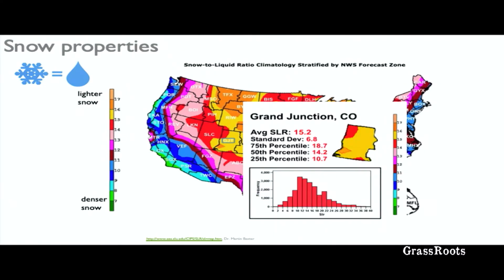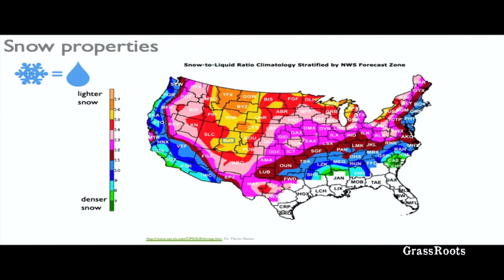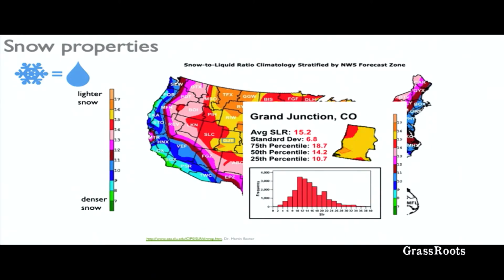And these polygons, the shapes here, are not states, obviously. It's the National Weather Service Forecast Office regions. So the Grand Junction Forecast Office is our forecast office for western Colorado, and the average snow to liquid ratio for the western Colorado, eastern Utah area is 15. So that's our great skiing that we have here in Colorado.